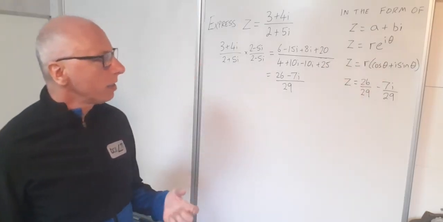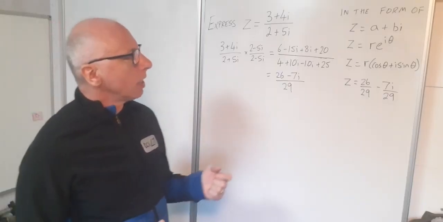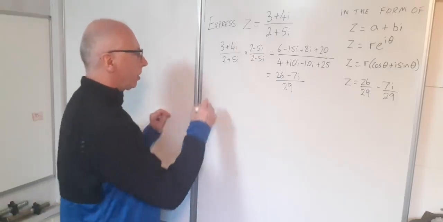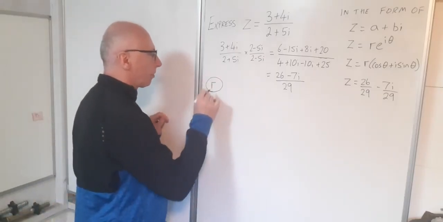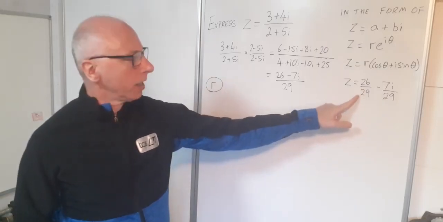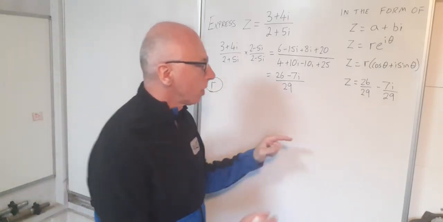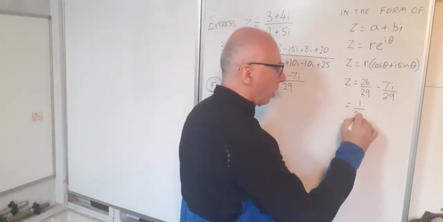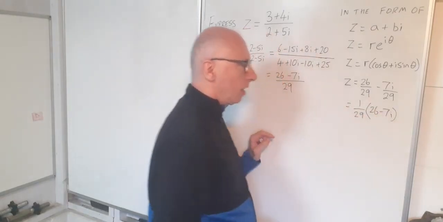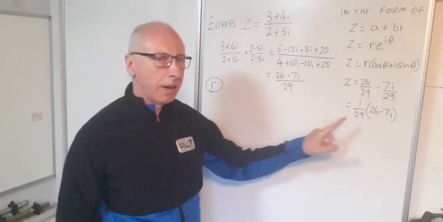Okay, so now we want to go for these two forms. So we need the radius and the argument. The principal argument is what we're kind of looking for. The radius is the easiest one to start with, so let's look for r. So our radius. So we've got 26 and 29. What we can do is just ignore the 29 for the moment, because I could rewrite this as 1 over 29 and then 26 minus 7i. So let's just concentrate on this at the moment, and then I'll bring the 29 in after that.